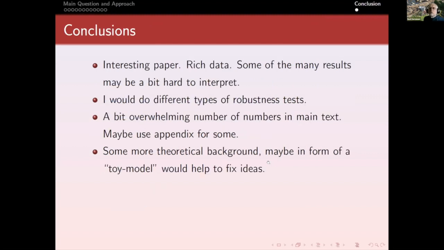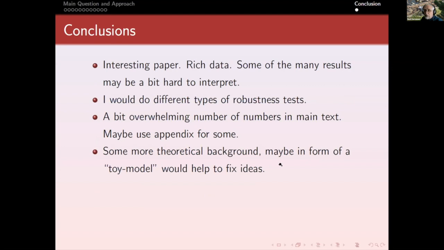So anyway, I almost made it on time. Interesting paper. Nice data, although some of the results, I think, are a bit hard to interpret. I would focus on somewhat different types of robustness tests as outlined here. There is a bit of an overwhelming number of numbers. As with this or that, maybe we learn from it, but then that should be pointed out more. Otherwise, you should focus on which are the right ones, I think.